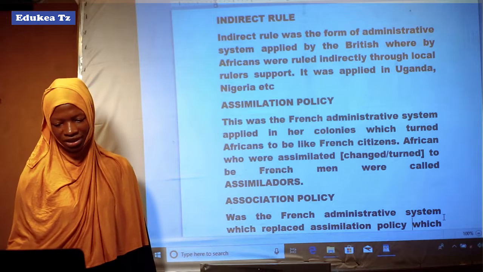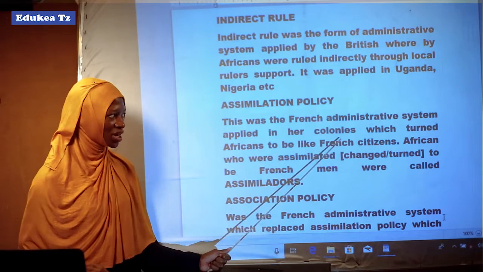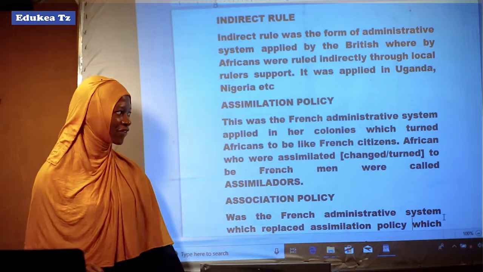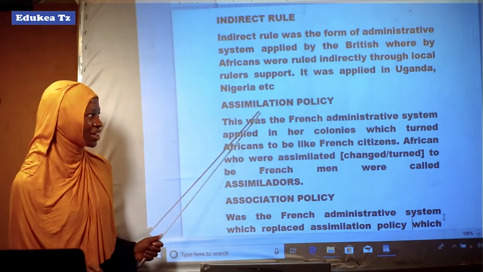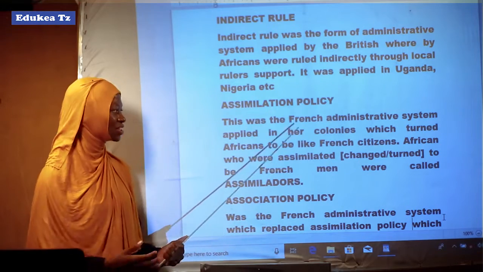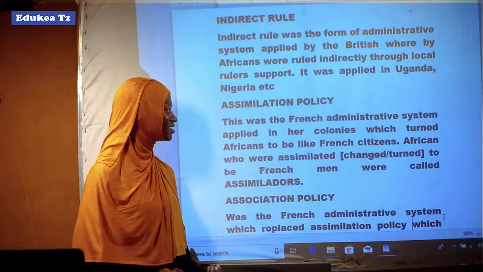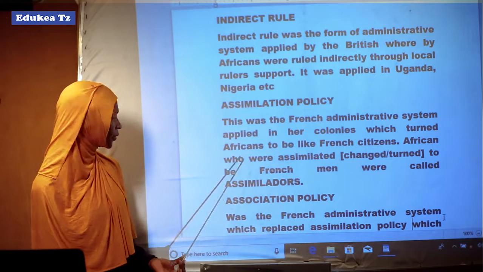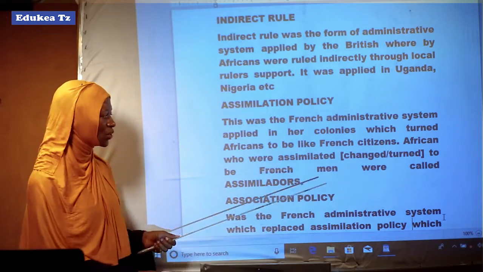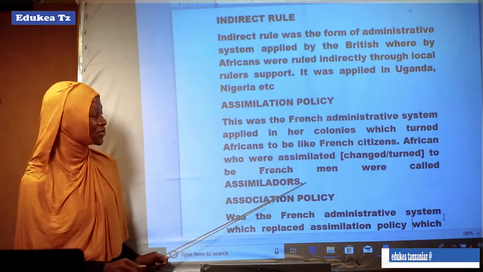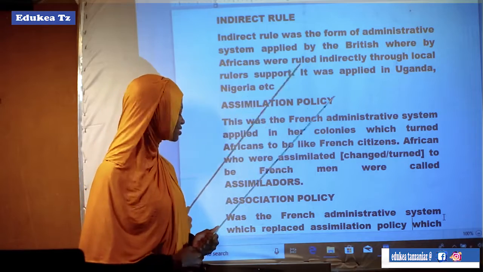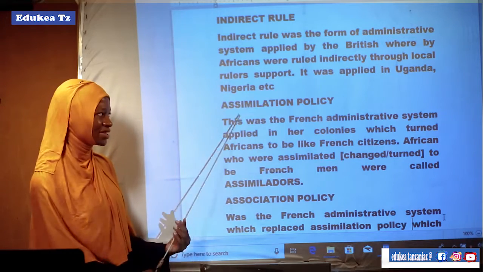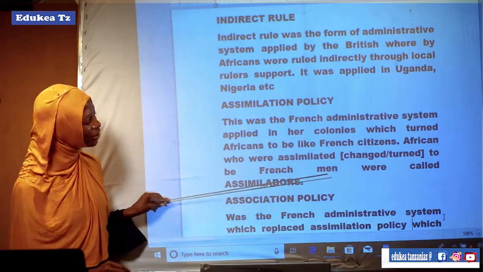The next one is assimilation policy. This was a French administrative system applied in her colonies, which turned Africans into French citizens. Assimilation comes from the word similar, looking like. So in the assimilation policy, Africans were required to behave or resemble French citizens. Africans who were assimilated, or changed to be Frenchmen, were called assimilados.